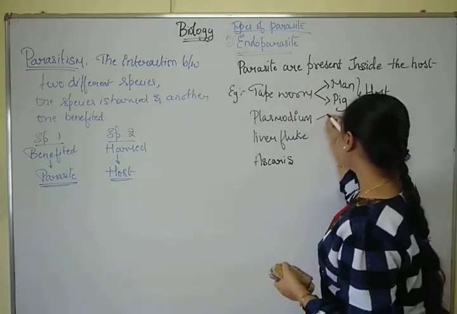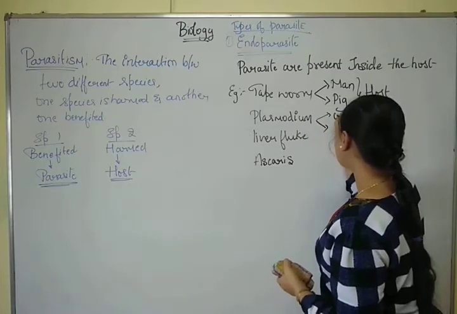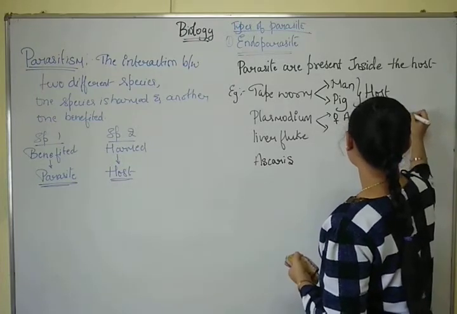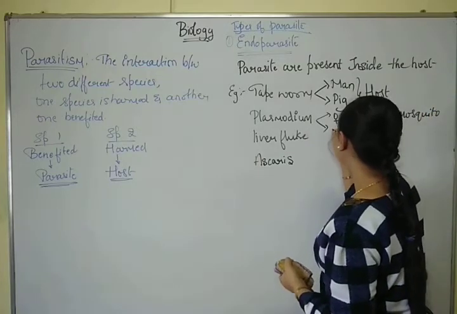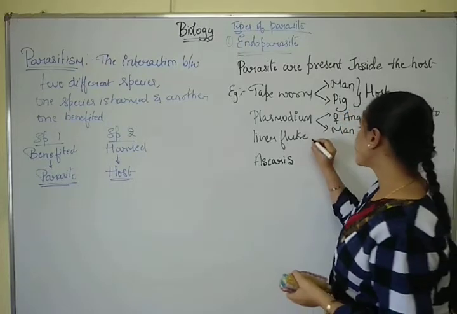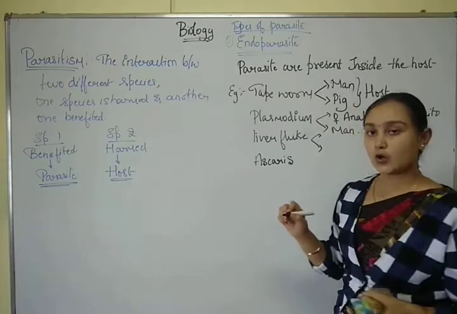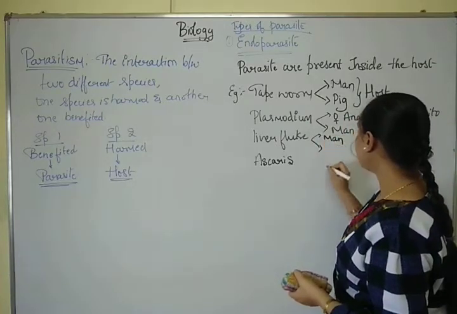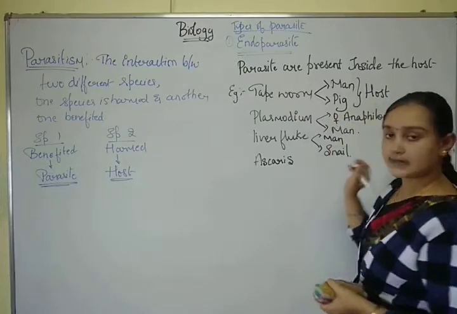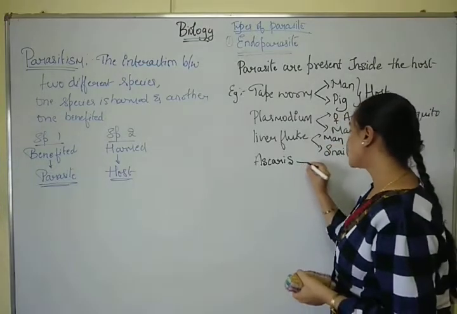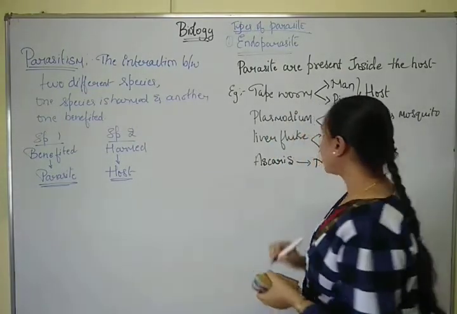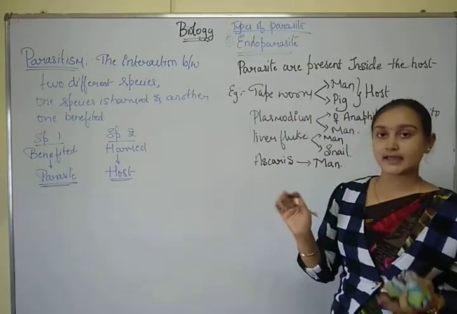Plasmodium is a parasite of the female Anopheles mosquito and of man. And what about the liver fluke? Its hosts are man and snail. For Ascaris, the host is only one, that is man. These are a few examples of parasites and their hosts.